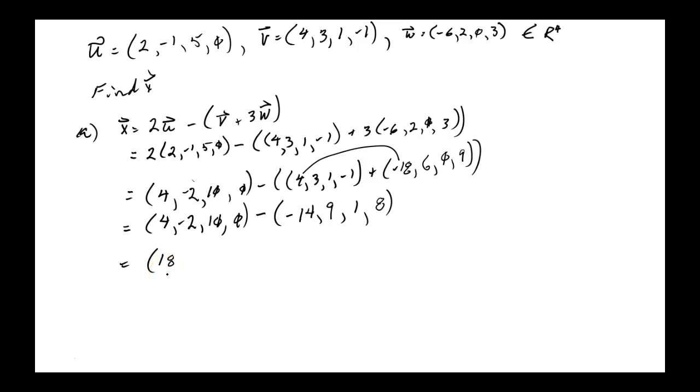4 minus a minus is a plus, so 14 plus 4 is 18, negative 11. You see why? Yeah, I see it now. Next. Negative 11, perfect, and 9, next, and negative 8. Fantastic. Let's see how the book did: 18, -11, 9, -8. They got it right.